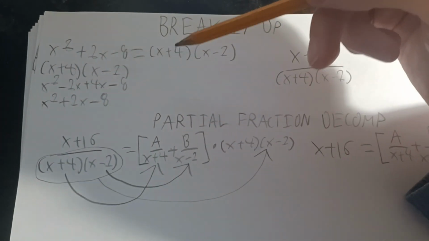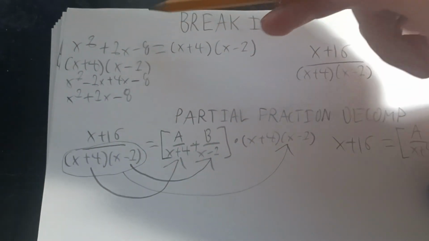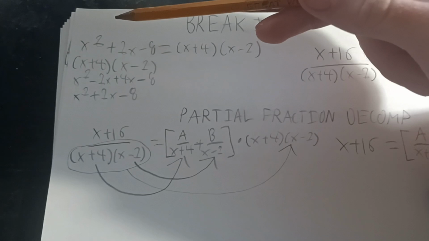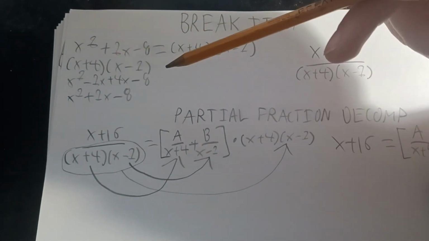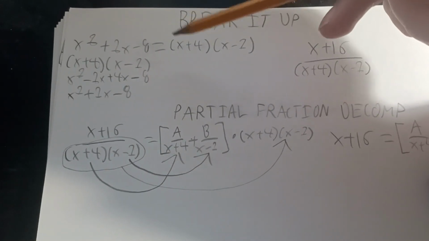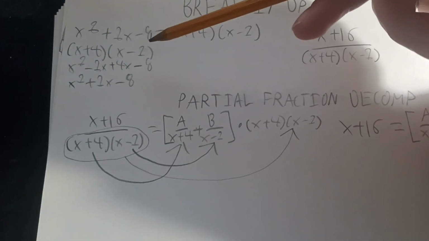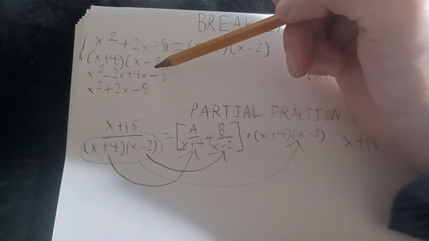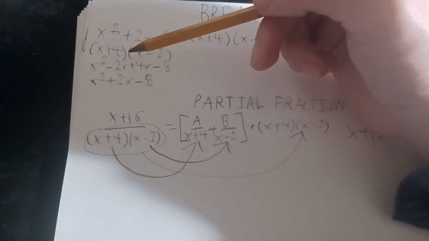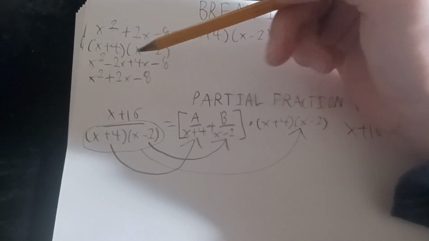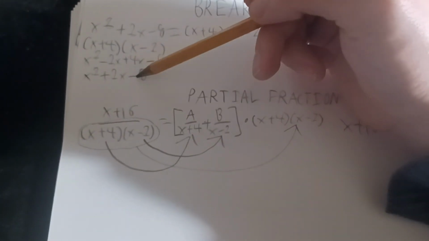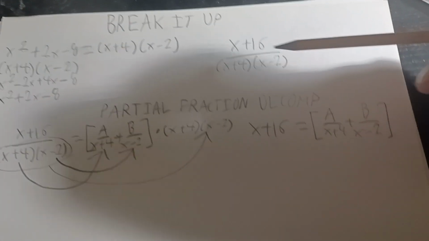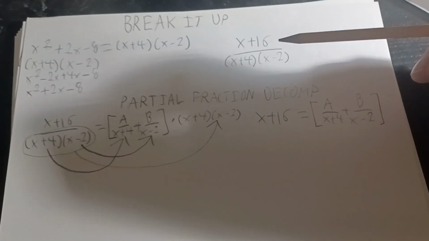First of all, we take the denominator. We have x squared plus 2x minus 8. We can break that down with x times x is x squared, and then plus 4 and minus 2 will both produce the minus 8 at the back and the plus 2x in the middle. You can see the math laid out here. X times x is x squared, x times minus 2 is minus 2x, plus 4 times x is plus 4x, plus 4 times minus 2 is minus 8. Simplify that down, and we have our original. That means that we are left with x plus 16 over x plus 4 times x minus 2.